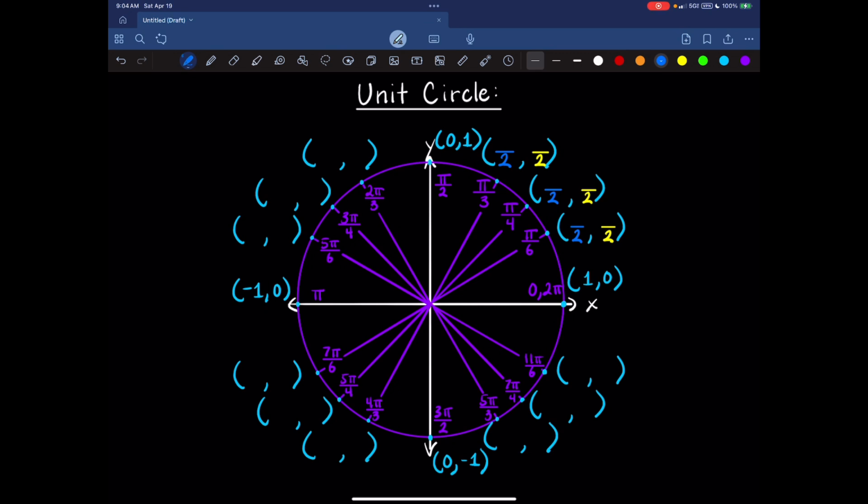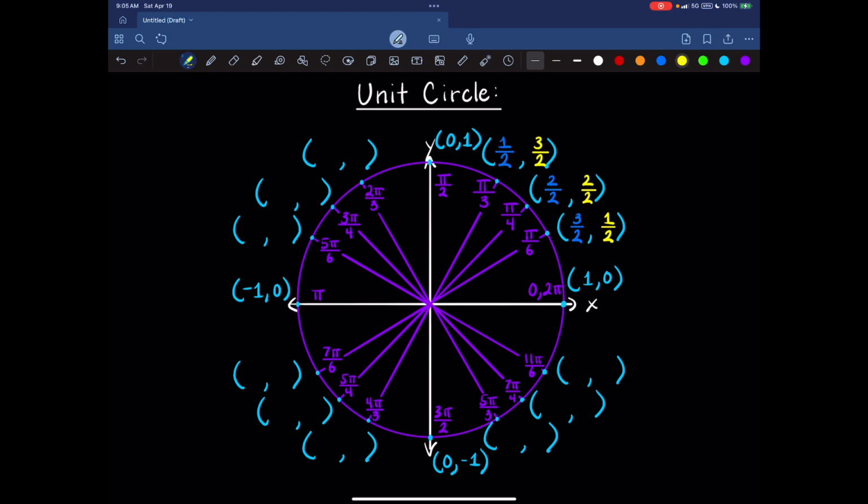Now that we've done that, the next step is for the x values, write the numbers 1, 2, and 3 in the numerator going down. So I'll show you what that looks like. Then for the y values, write 1, 2, and 3 in the numerator, but this time go up. So 1, 2, and 3.